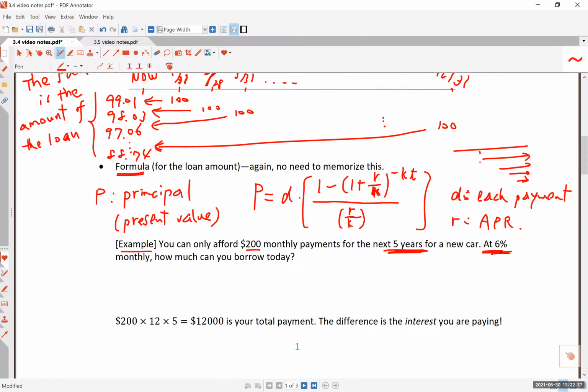But many auto companies will offer you sometimes 0% for the first few years, or 2% or 3%, but it could be just like 6%. 6% annually means R is 0.06. Because you pay every month, your K is 12. And of course, the rate per period is 0.5%, which you can write as 0.005. That's R divided by K. We've seen this number before.